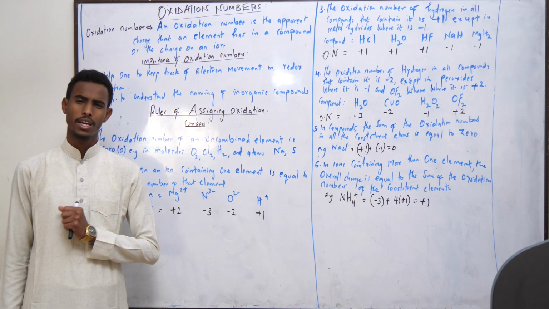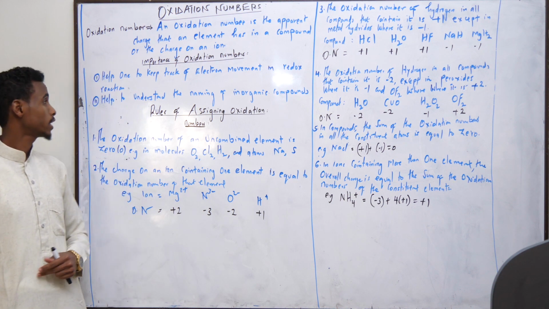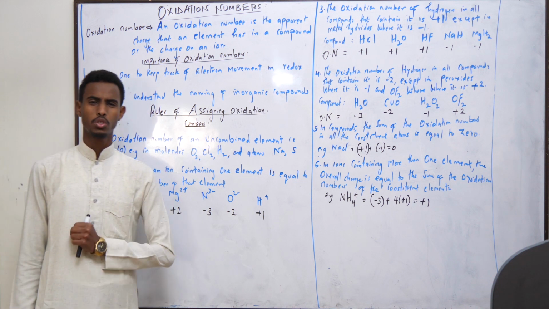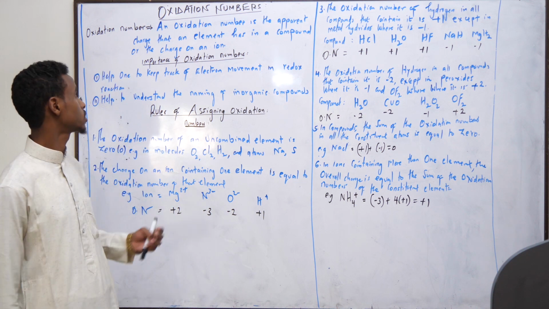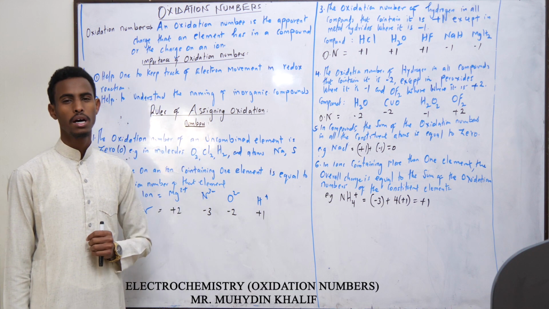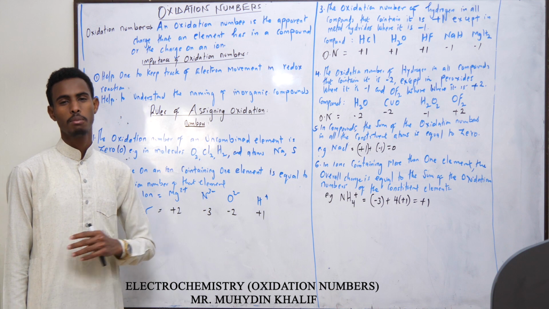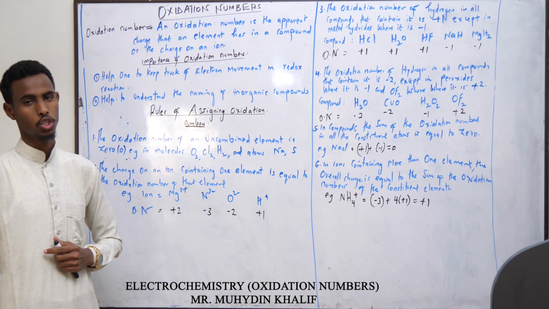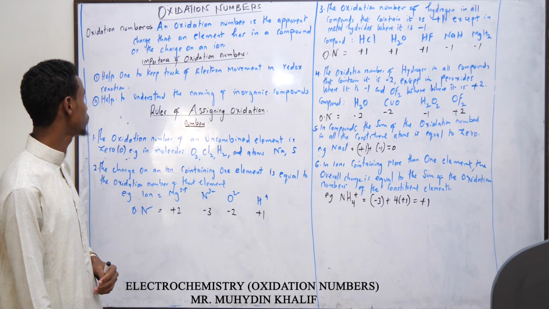Now, this is lesson number 2 of electrochemistry. In lesson number 2, we will be discussing oxidation numbers. We are going to define oxidation number, the importance of oxidation number, and the rules pertaining to oxidation number. Let's do one by one.